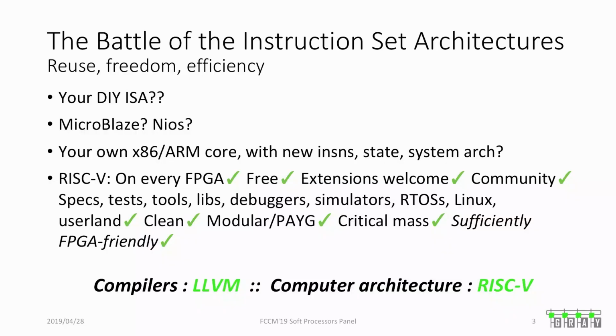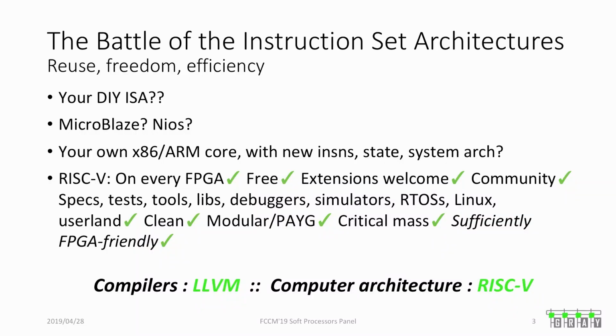You can, of course, say, I want to access the giant ecosystem of Linux, I want an x86 or ARM processor, but I want to add new instructions. That's very challenging given the licensing and architecture review board approaches of those two ecosystems. On the other hand, with RISC-V, you can run that stuff on every FPGA. It's free. They anticipate and welcome extensions. There's a vast community now.